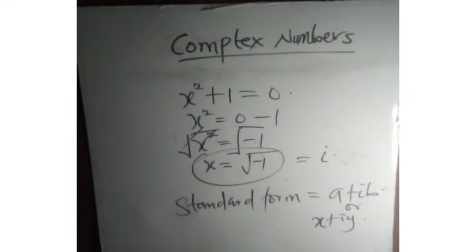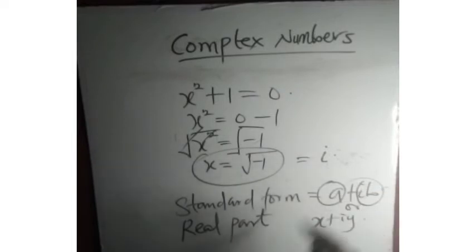Now what does this mean? It means that it has a real part, the a is a real part, and an imaginary part. So this is the foundation of complex numbers.